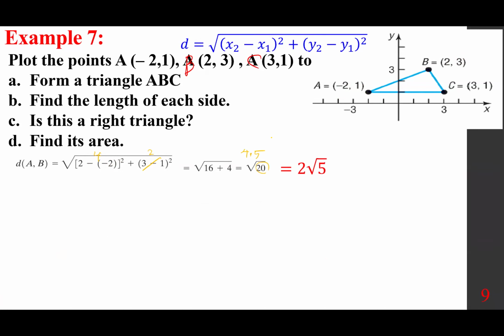So the next one, let's say we want to find this distance, x sub 2 minus x sub 1. Whether I say 2 minus 3 or 3 minus 2, it doesn't make any difference. I'm going to square it.